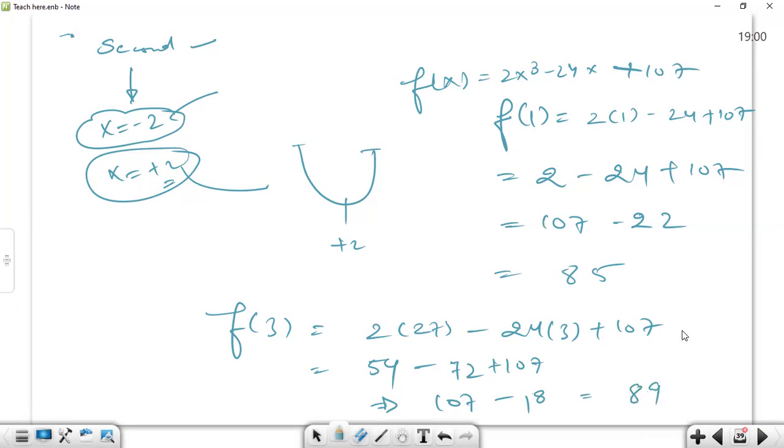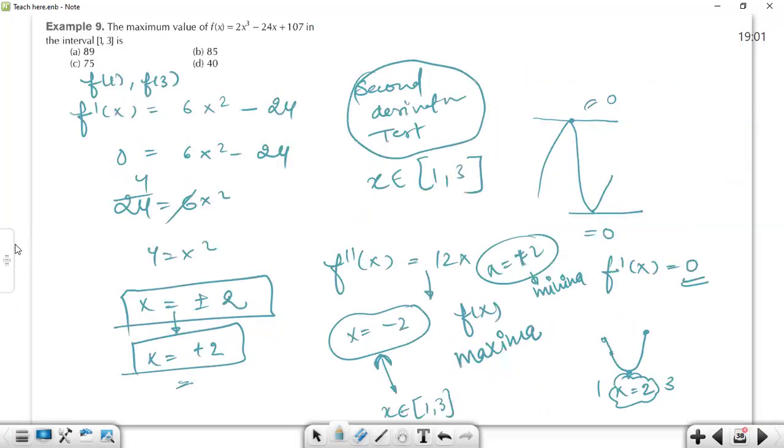So is 85 greater or is 89 greater? Please unmute yourself and speak. Is 89 bigger or 85 is bigger? Second standard question. Nandana, is 85 greater than 80? Is 89 greater than 85? Sir. Yeah, so our answer will be 89.